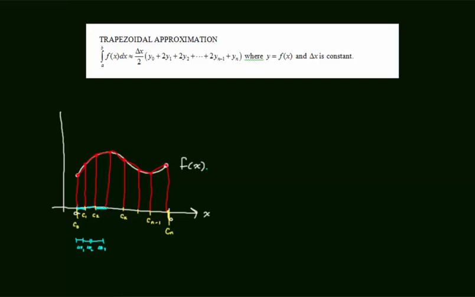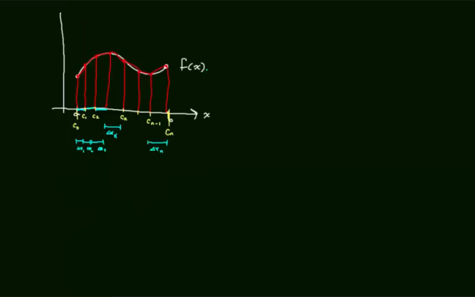Out here, I have change in x of the nth interval. And over here, I could say change in x of the kth interval. So let's approximate the integral from a to b of f of x dx by adding up a bunch of trapezoids. I hope you see that. Let's highlight the first trapezoid. So that first trapezoid is on its side.